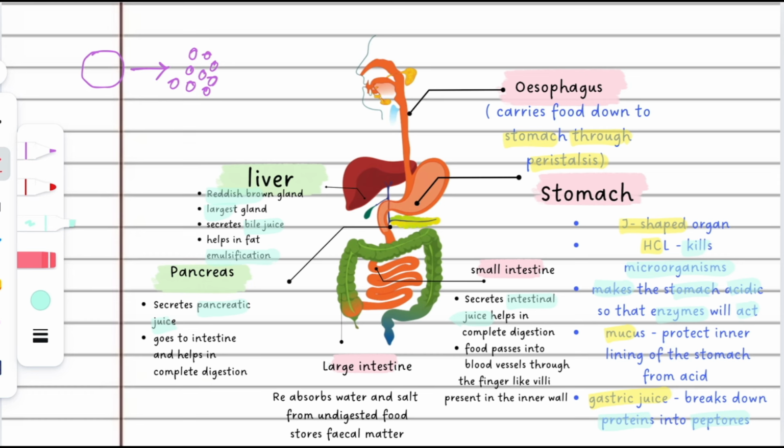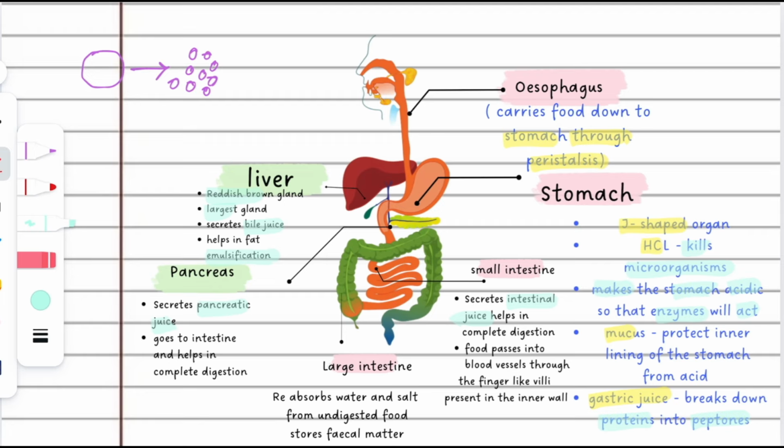Already I have told you that bile juice does not help in the digestion of fat, it just reduces the size of the fat molecules so that the enzymes can act upon it. With the help of pancreatic juice and intestinal juice, the complete digestion occurs inside the small intestine, which is why I jumped into the accessory glands from the small intestine. I hope these things are clear to all of you.